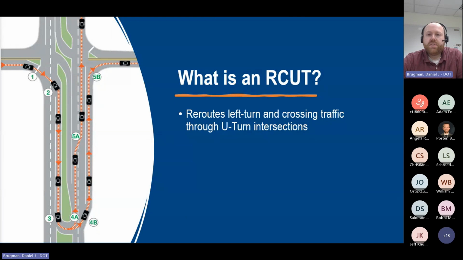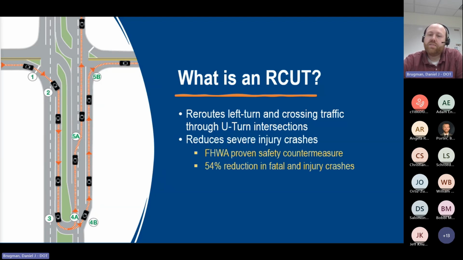An RCUT intersection is an alternative intersection design that alters how left turn and crossing movements occur. The minor road movements are adjusted so that they turn right, so they can't make that direct left and crossing maneuver. Instead, they turn right, and they use those U-turn intersections to complete the maneuver. These intersections simplify decision-making for drivers, and they minimize the potential for those higher severity crash types, such as head-on and angle crashes.